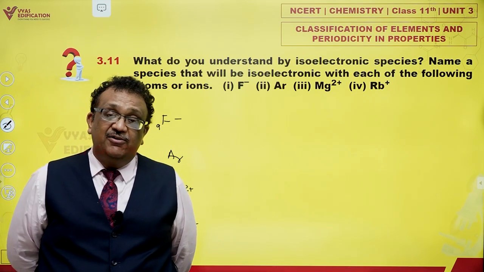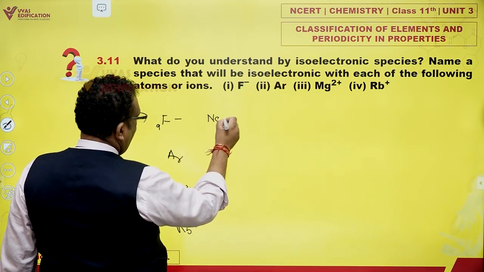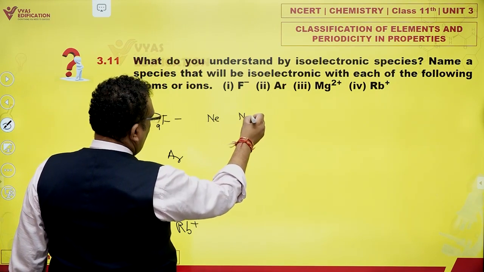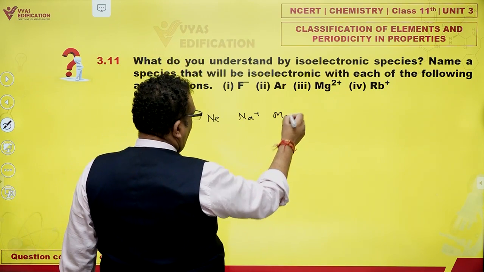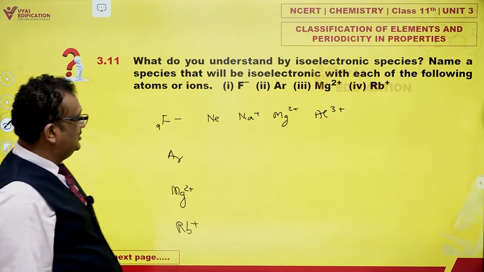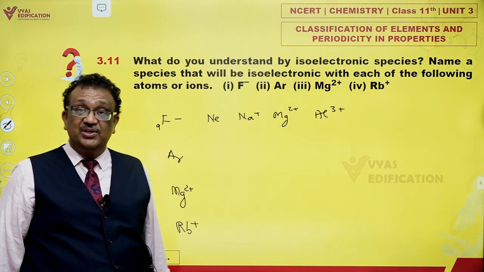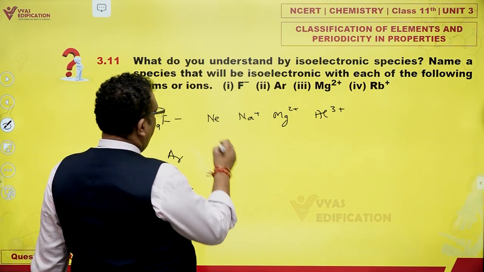Which of them have 10 electrons? Well, neon or sodium or magnesium or aluminium ions. All of these would have 10 electrons and all of these are isoelectronic with F minus.